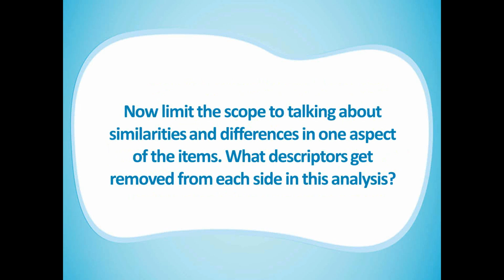And then as a follow-up, you limit the scope to talking about similarities and differences in one aspect only of the item, and then start removing the descriptors from each side of that analysis so that they can see how you really need to comb down and pare down from the larger amount of data to the much more specific realm of data. Because gathering data is important in both respects. It's great to gather as much data as possible, but you need to know which data is important and which data is not in whatever you're looking at.